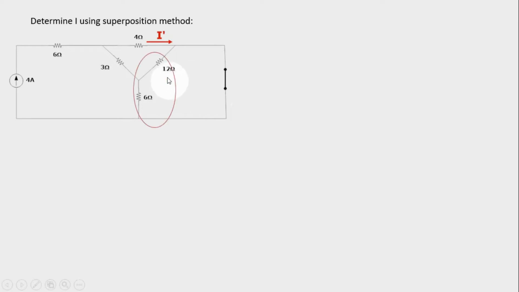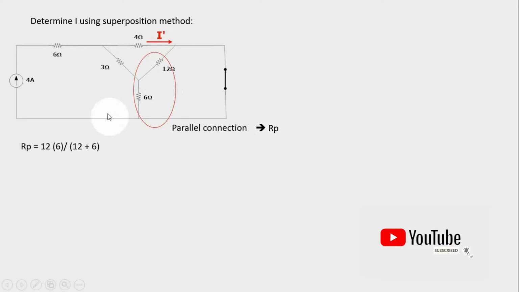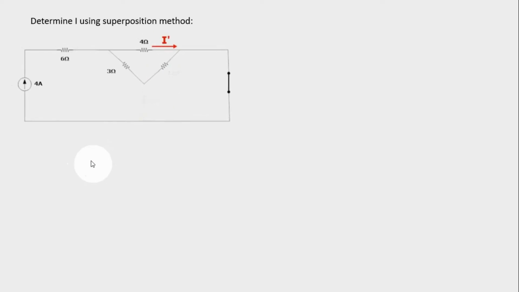You will notice that 12 ohm and 6 ohms are in parallel. Since that is a parallel connection, we name it R sub P, the total value of the parallel connected 12 ohm and 6 ohms. So that will be 12 times 6 divided by 12 plus 6, which is equivalent to 4. So RP is equal to 4.